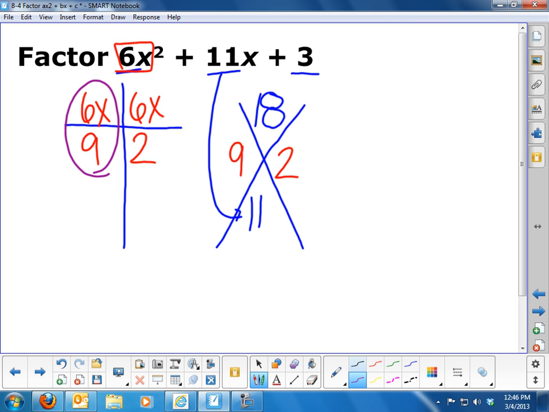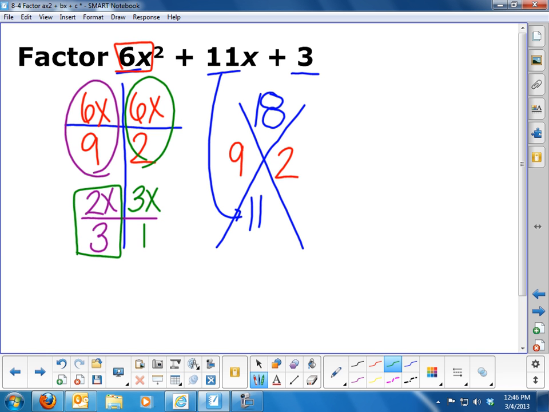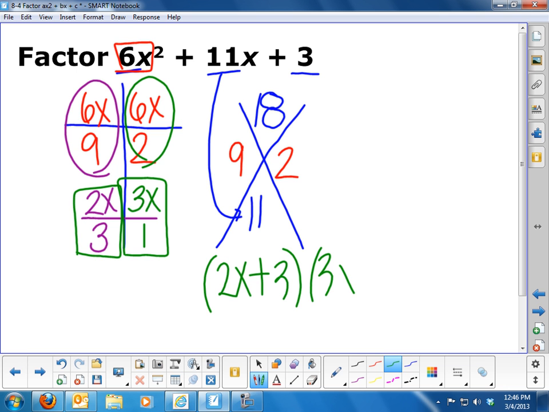How can I simplify 6 over 9? Well, 3 goes into each of those, so I'm going to simplify that and make this a 2x and make my 9 a 3. All I did was basically factor out a 3 from each one of those. Now, the 6x and the 2, when I look at this right here, I see I can factor out a 2. So 6x divided by 2 gives me 3x, and 2 divided by 2 is 1. Now I have the simplified answers that are going to make my two binomials. So my first binomial is going to be 2x plus 3, and my second binomial is 3x plus 1.